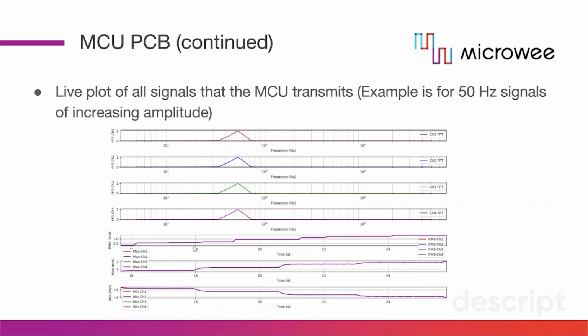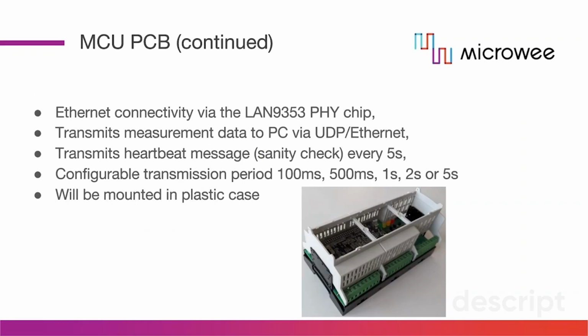And on the lower 3 plots, we see the RMS values for each of the 4 channels, the maximum and the minimum values. And the MCU PCB has Ethernet connectivity via the LAN93053 PHY chip. We needed to develop the Ethernet driver for it because there were no ready-made packages. We transmit the measurement data to the PC via UDP, and we also transmit a heartbeat message every 5 seconds via TCP, telling the PC that we're still alive.